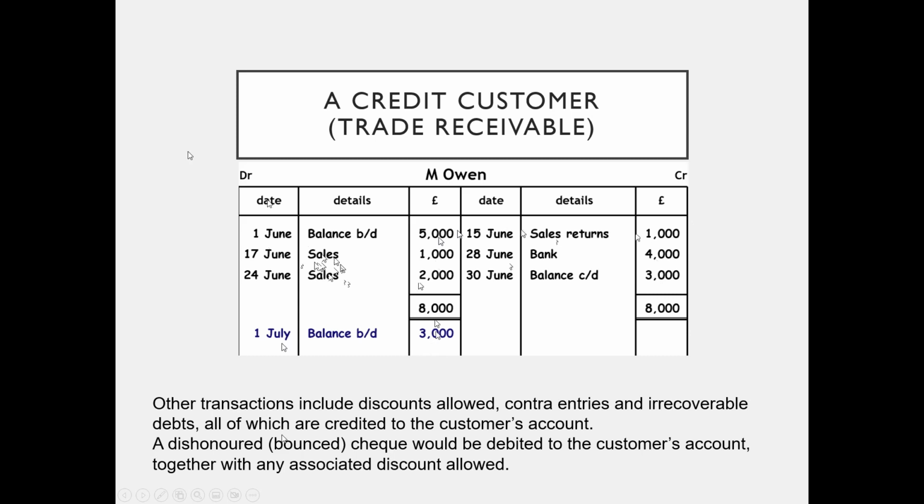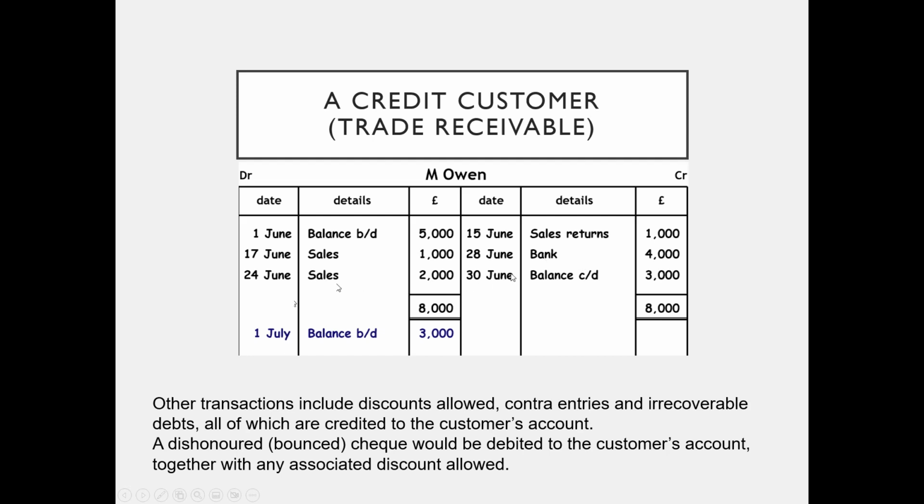So it says other transactions could include discounts allowed. So if we allow discounts to our customers, they would go in on the credit side. It's a cost to us, so we debit the discount allowed account, credit the customer. What else have we got down here? Contra entry. So a contra is an entry between the sales and purchase ledger. So this is where we've got someone who's a customer and also a supplier. So we credit the customer account in the sales ledger and we debit the supplier account in the purchase ledger.